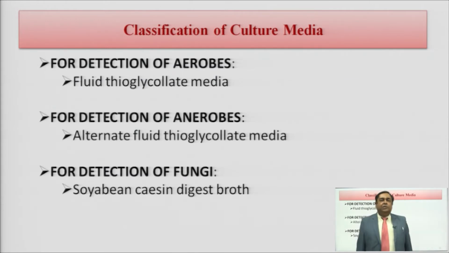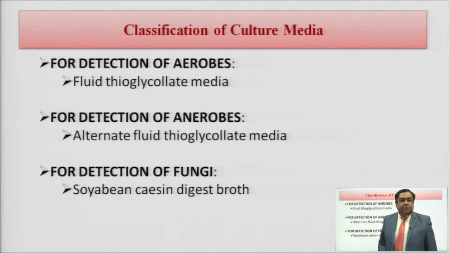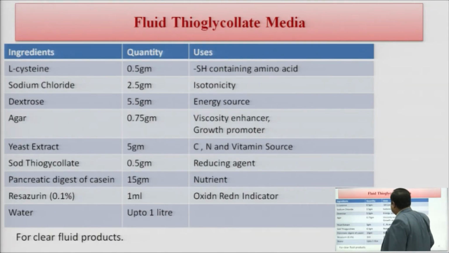The media which are commonly used for detection of aerobic bacteria is known as fluid thioglycolate media. The media which is commonly used for anaerobic bacteria is known as alternate fluid thioglycolate media, and the media which is used for detecting fungi is known as soybean casein digest media. Now, let us study the composition of the fluid thioglycolate media.